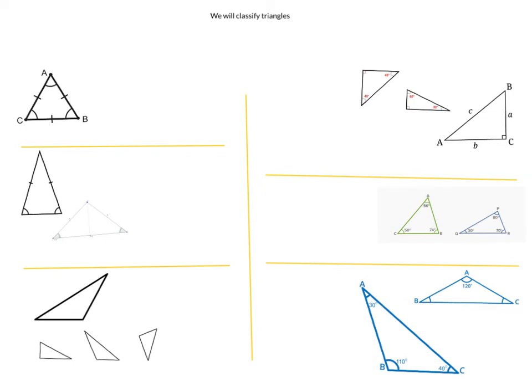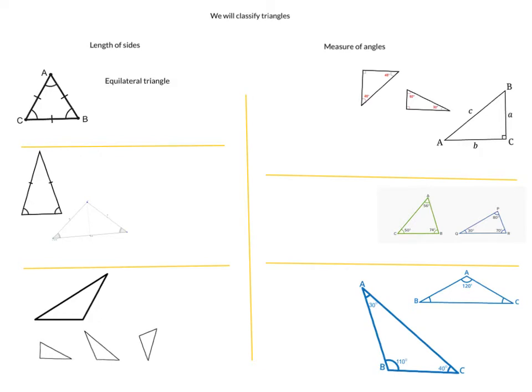Hello everybody, today we are going to classify triangles. Now every triangle can be classified in two different ways. One way is by the length of sides and the other way is by the measure of the angles. Let's look at lengths of sides.